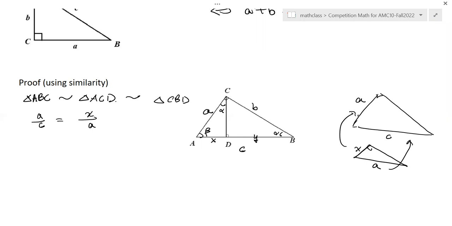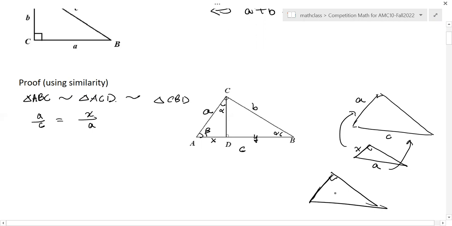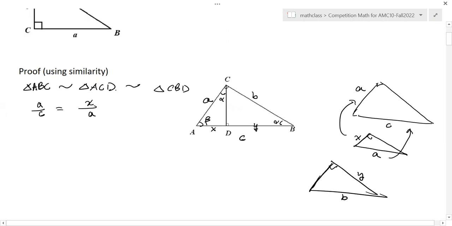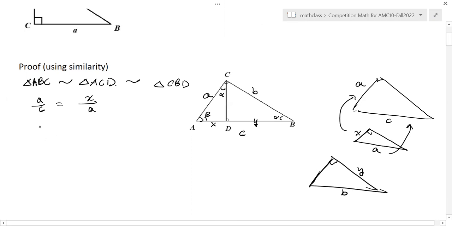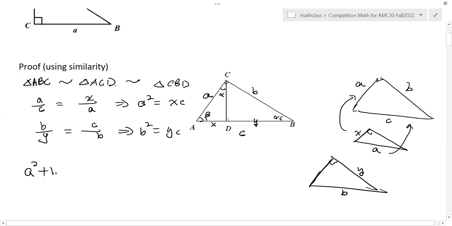And another one is B, and we also have a similar triangle here. This is going to be B and this is Y. Then you compare with the larger one, and that is going to be B over Y equals C over B, okay? So that implies B squared equals YC, and this implies A squared equals XC. Now you add them together: A squared plus B squared equals XC plus YC. Then you have a common factor, X plus Y, which is C. So it's C times C, which is C squared, okay?